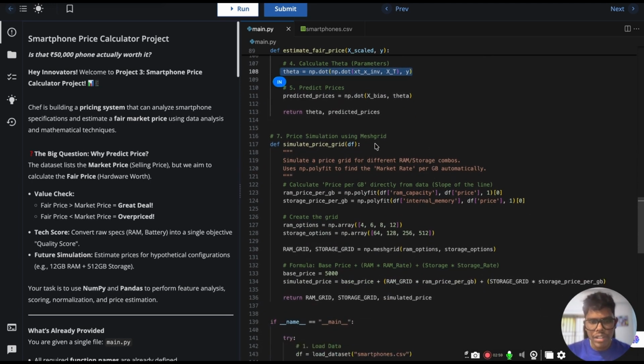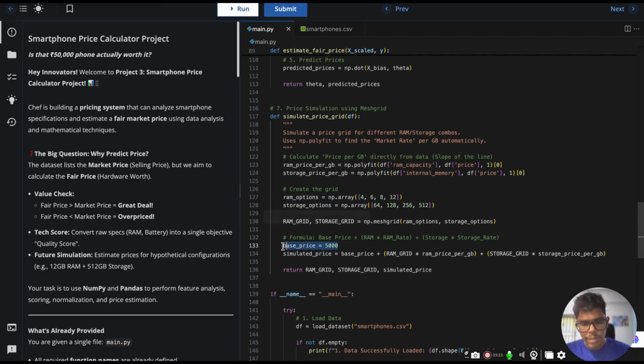Now, price simulation using meshgrid. We have something called meshgrid, which calculates the price simulation, so you have to start using the meshgrid now. We'll calculate the price per GB directly from the data, for RAM and then for storage. Now we have to create a grid for RAM options 4, 6, 8, 12. 12 is the maximum RAM option currently being offered. And then we have the storage options: 64, 128, 256, and 512 is the highest.